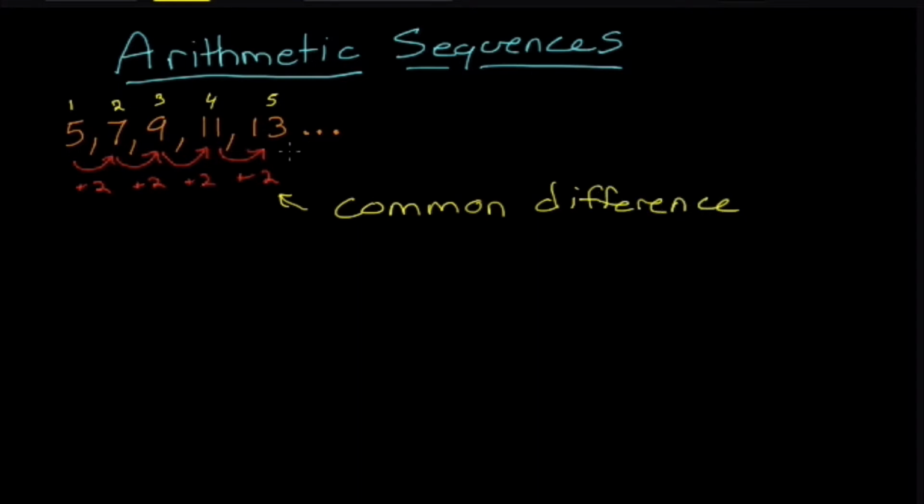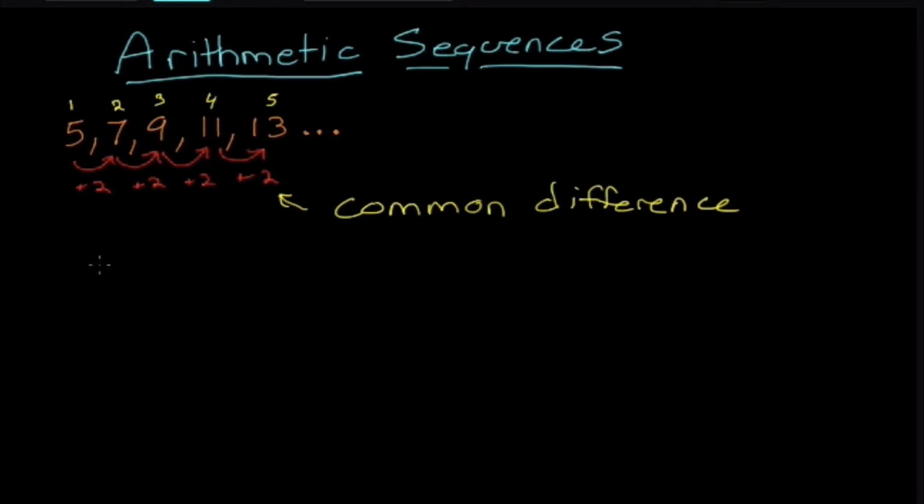And this is all well and good, but let's say we wanted to predict the 100th term of this sequence. We could add 2 100 times, but it's easier to create a formula that will get us there because then we can generalize that formula to all sequences and not just this sequence. So let's see if we can derive that formula somehow. So let's make a function table.